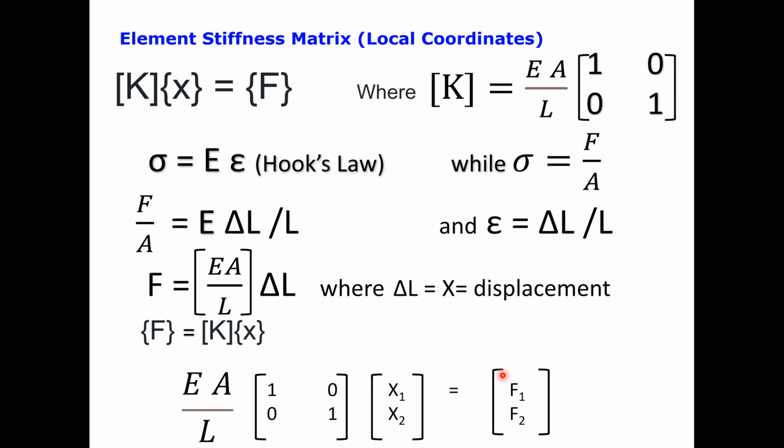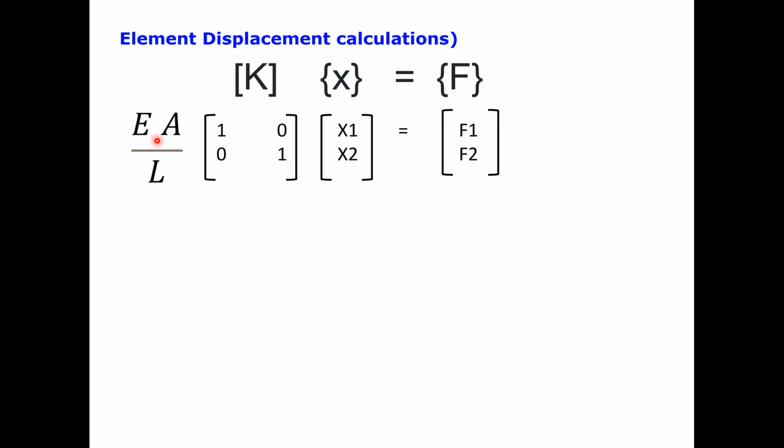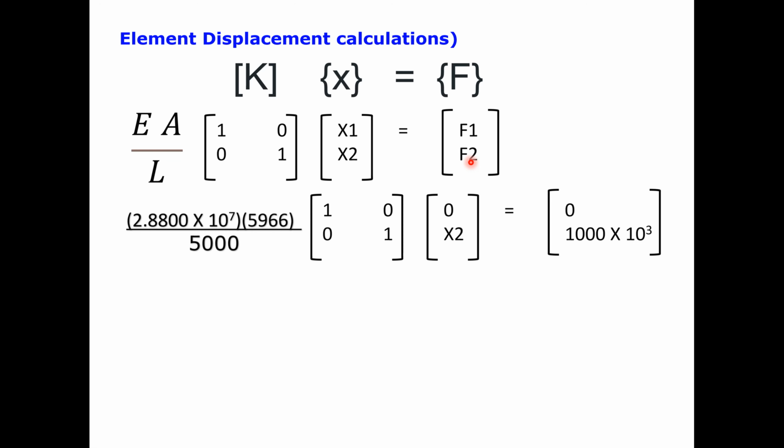Let's input the value of force F at node 10 and node 20, and the value of E, area A, and length L, and find out the value of the displacement. K into X is equal to F, meaning EA over L, [1 0; 0 1], X1 X2, the displacement at node 10 and node 20, and the force at node 10 and node 20 will be like this. So we have input the value of E, which is 2.88 into 10 to the power 7. Area A in our case is an 8-inch pipe, 5966, and length L is 5000 millimeters. All these values have the same units.